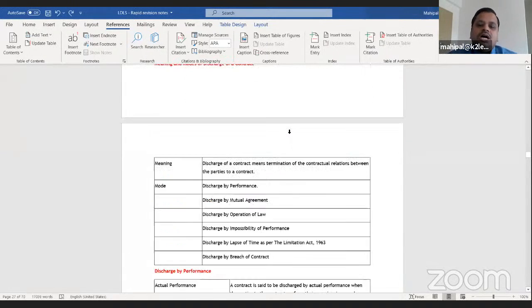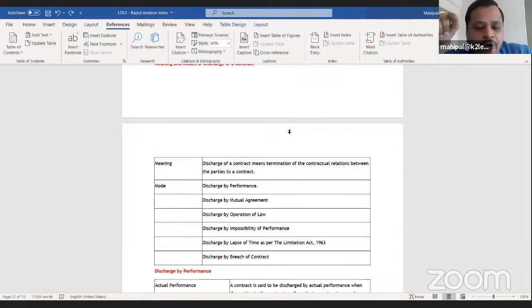Great. Discharge. Discharge means termination of contractual relationship between the parties. Discharge of performance can happen in the following manner. Number one, discharge by performance. Number two, mutual agreement. Number three, operation of law, impossibility of performance, lapse of time, and by breach.